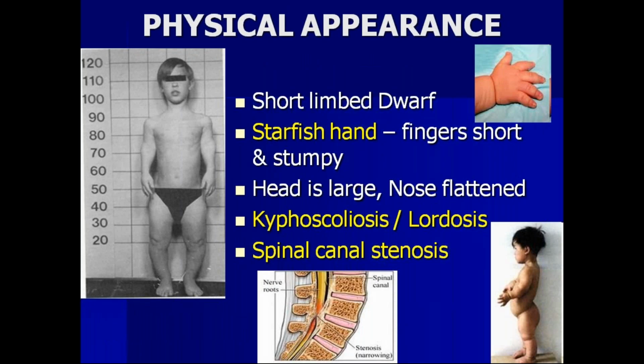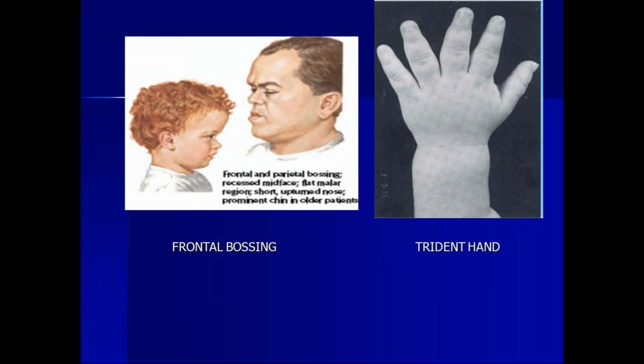Other features: they are short limbed. The hand looks like a starfish, and the size of almost all fingers is equal. The head is large and the nose is flattened. There may be kyphoscoliosis or lordosis and spinal canal stenosis. They may present with backache. When you see an MRI, you will have canal stenosis. They'll have frontal bossing, prominence of the frontal area, and trident hand.